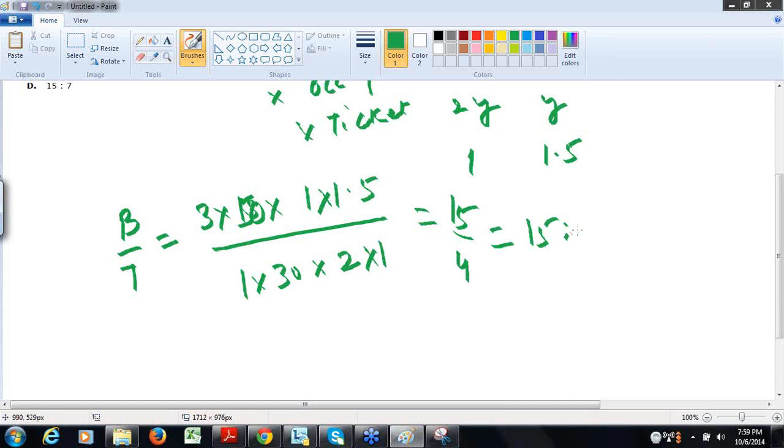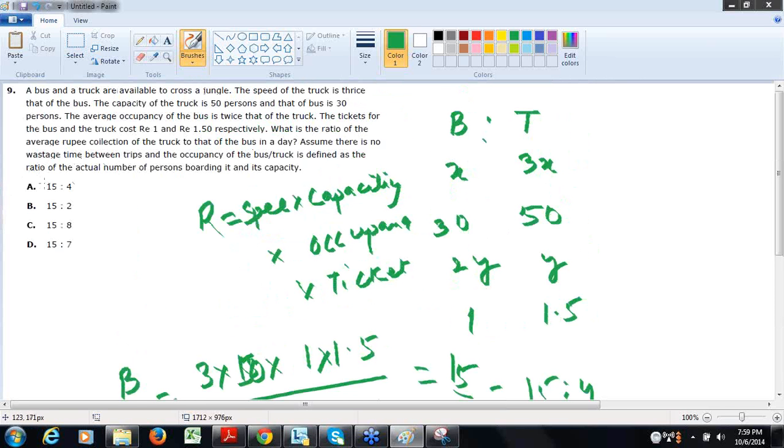So we have option 15:4. Yes, we have option A as 15:4. We'll go ahead and mark option A, 15:4. Does anybody have a problem with this question? It's a basic straightforward question. Nothing you have to do, just multiply all the factors and take a ratio of it. Got it everybody? Can I move ahead now?